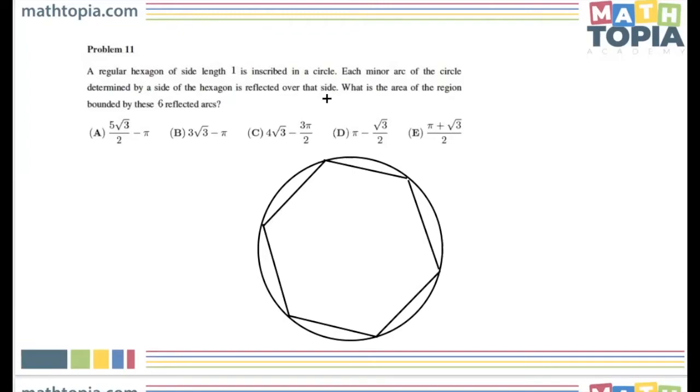And it says each minor arc of the circle determined by a side of the hexagon is reflected over that side. So this will be a bit hard to draw. Hopefully I can get it to look okay. So we reflect each of these tiny little arc pieces over, right? So it's saying, what is the area of the region bounded by these 6 reflected arcs?